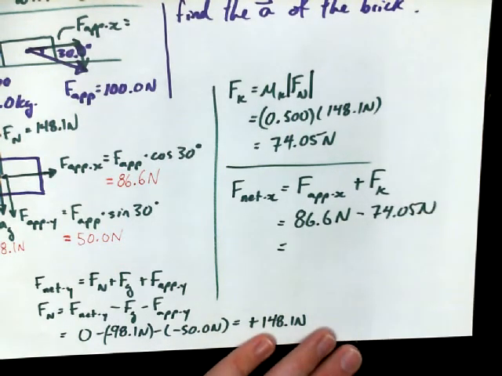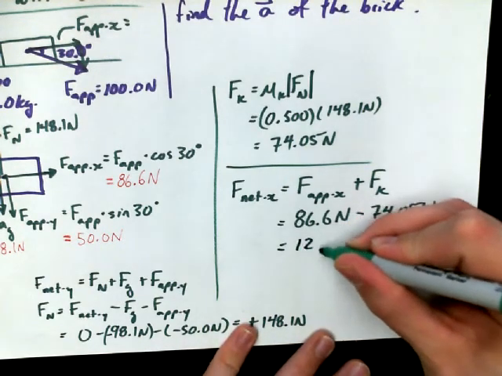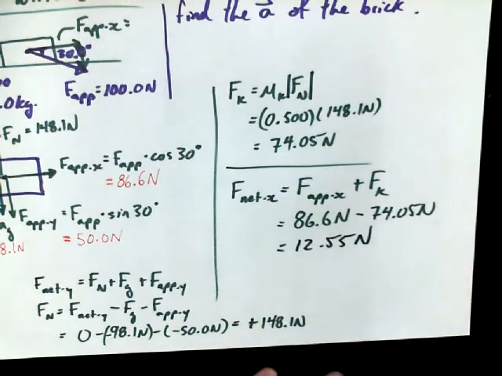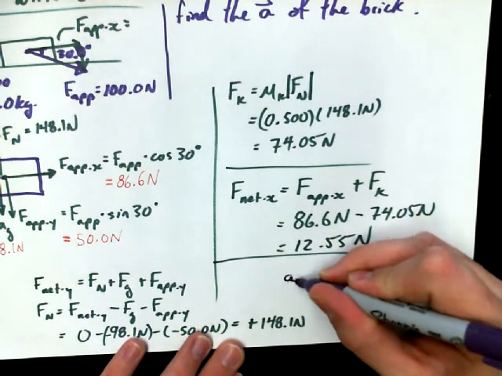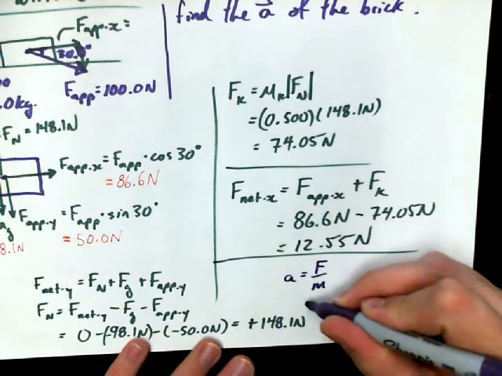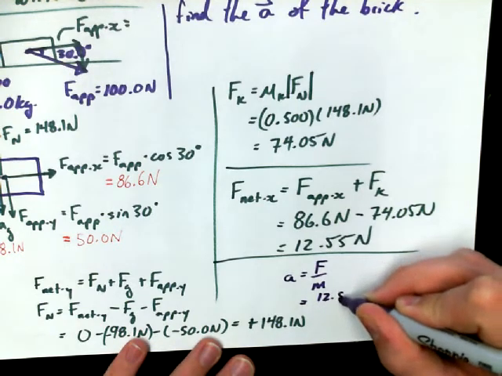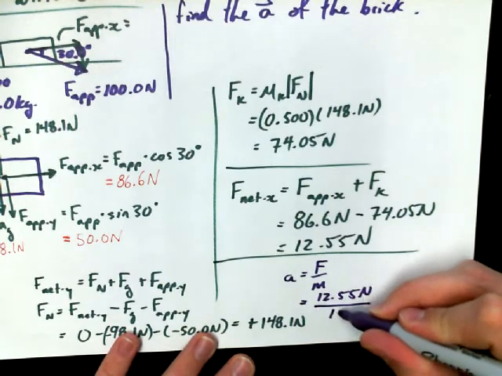All right, so 86.6 newtons minus 74.05 newtons. What do you get? 12.55 newtons. Now what do we do? Do you remember what we were trying to do in the first place? We were trying to find the acceleration of the system, or of the brick, sorry. Yeah, just F equals ma. You know what? I'm not even going to write F equals ma. I'm going to write a equals F over m. Or 12.55 newtons over, we said the mass was 10 kilograms.